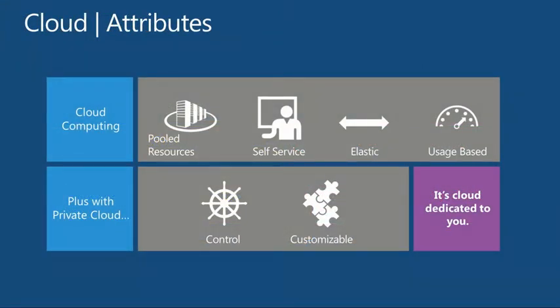So the cloud attributes, I've talked about the things on the top. Private cloud, down the bottom, the important ones are control and customization. Apologies for the American spelling on customized. It's about how much control you're willing to relinquish for economic efficiency. This is really a trade-off.